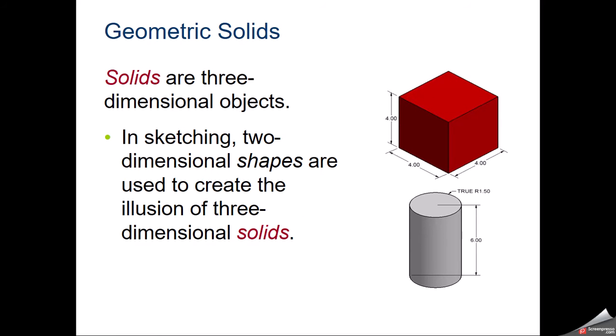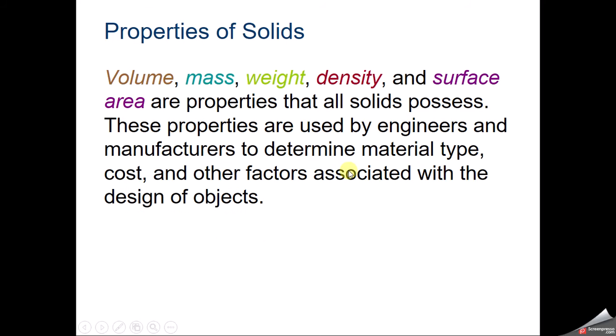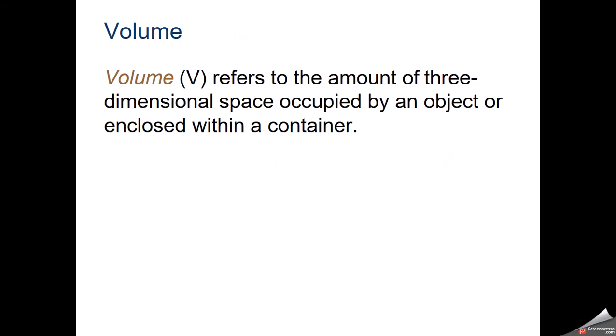So what we've got: solids, three-dimensional objects. Sketch them on a 2D sheet of paper. You got your volume, you got your mass, your weight, density, and surface area. All those different calculations we can use to figure out what type of material it is. Come with us into Principles of Engineering next year. We'll look at materials and how that determines what you're building and how it helps.